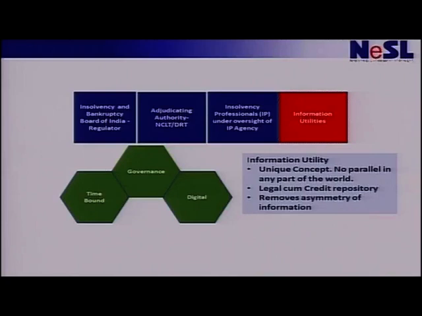Now, to begin this session, there are 4 pillars of the IBC. And as we can see in red, information utility is regarded as one of the pillars. It is a legal cum credit repository, and it is attributed to removal of asymmetry of information between debtor and creditor and between creditors.